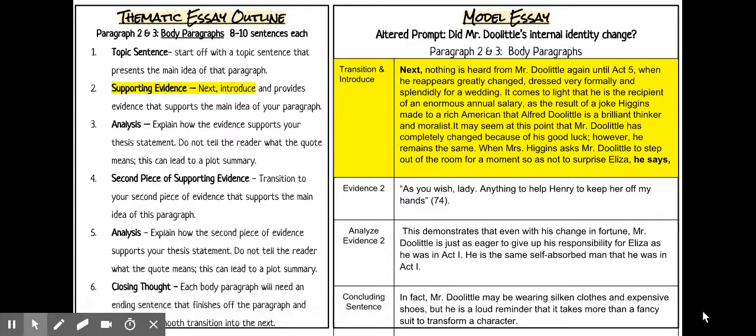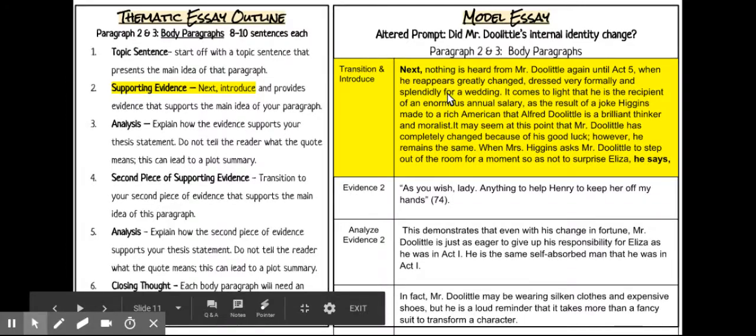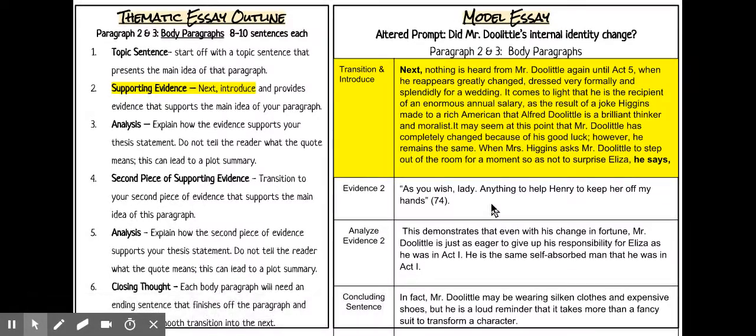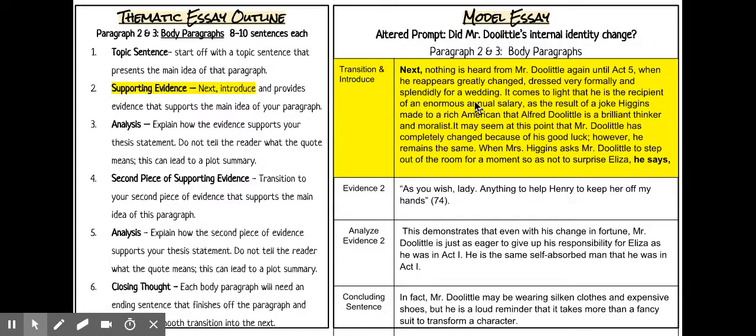Okay, we need to repeat the process one more time for our second piece of evidence. So before our evidence, we need to introduce what happened at the time of the quote for evidence number 2. This gives a little bit of background information as to someone who has never read the play, and they wouldn't know what this quote meant unless you kind of wrote up here what happened.